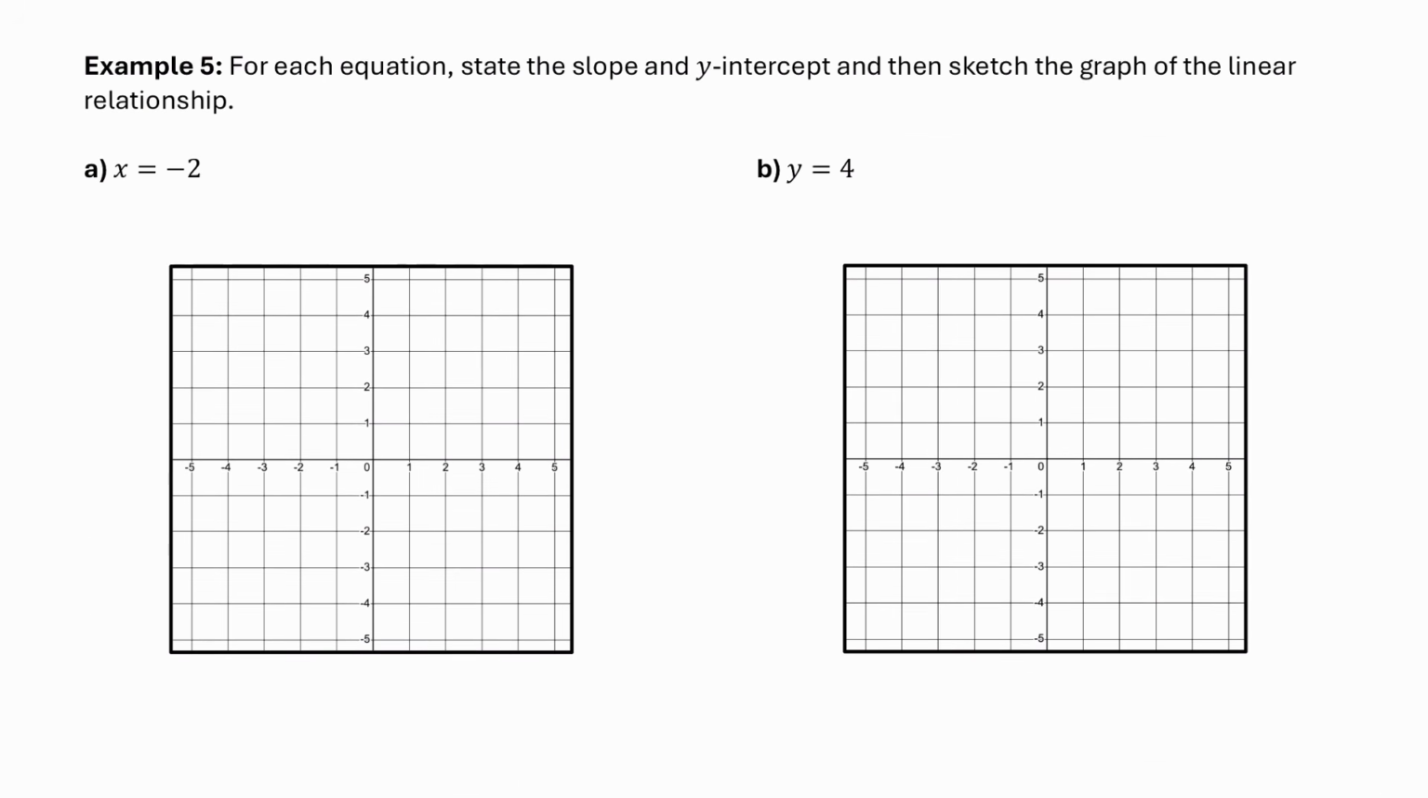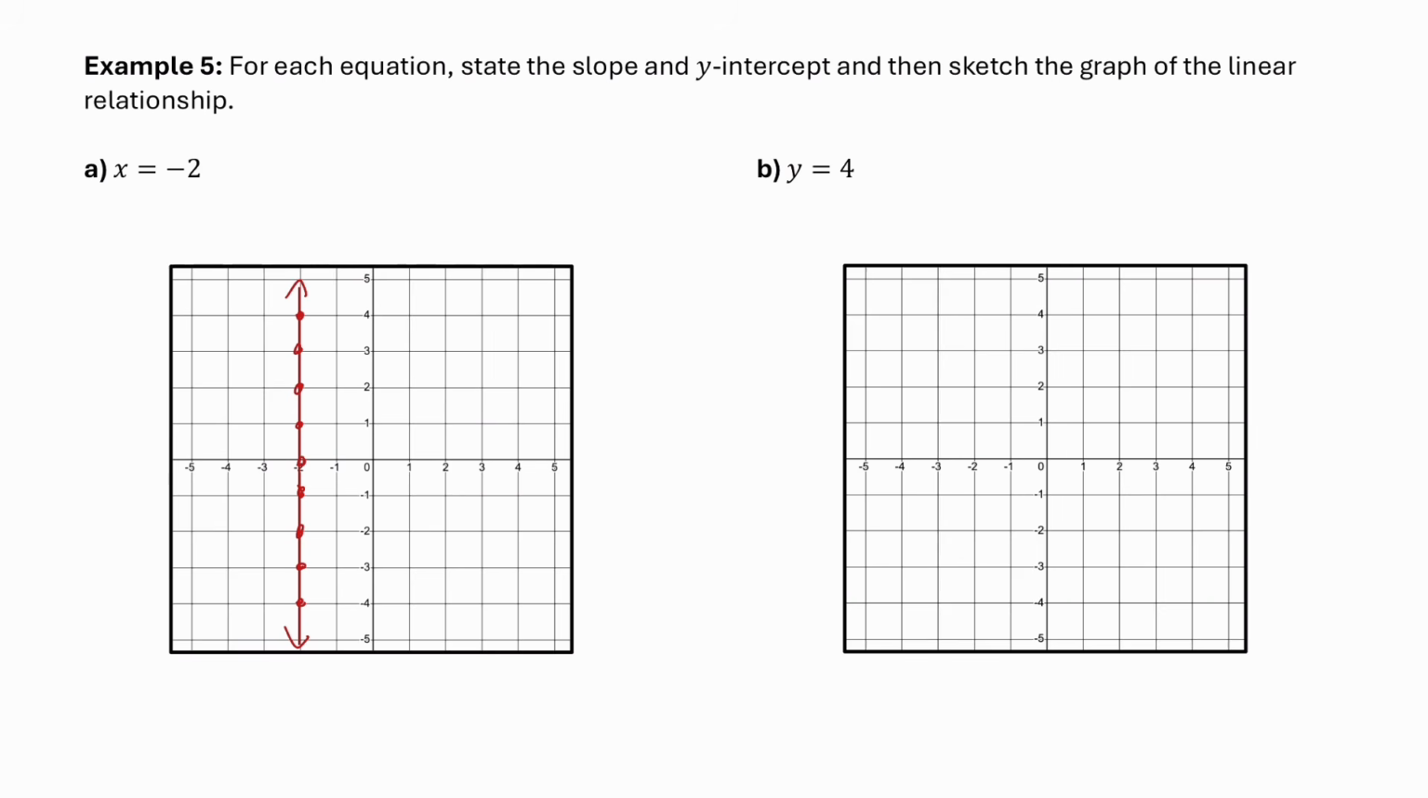For each equation, state the slope and y-intercept and then sketch the graph of the linear relationship. Well, I'll actually do the graph first. For x equals -2, I know that's the format of a vertical line. To draw a line whose x-coordinate is always -2, it would be the line that goes through all of these points. The x-coordinate of all of these points is -2. And the line that would go through all those points is a vertical line. So there's my line right there.